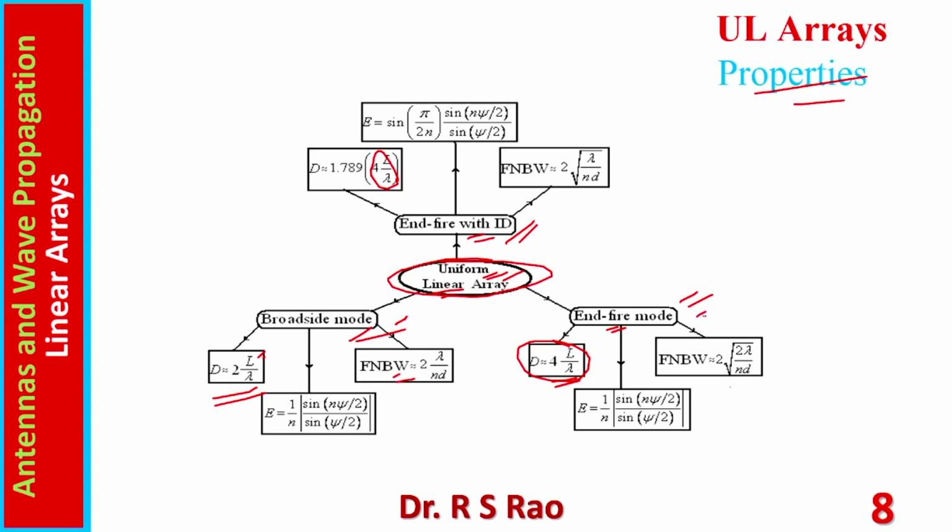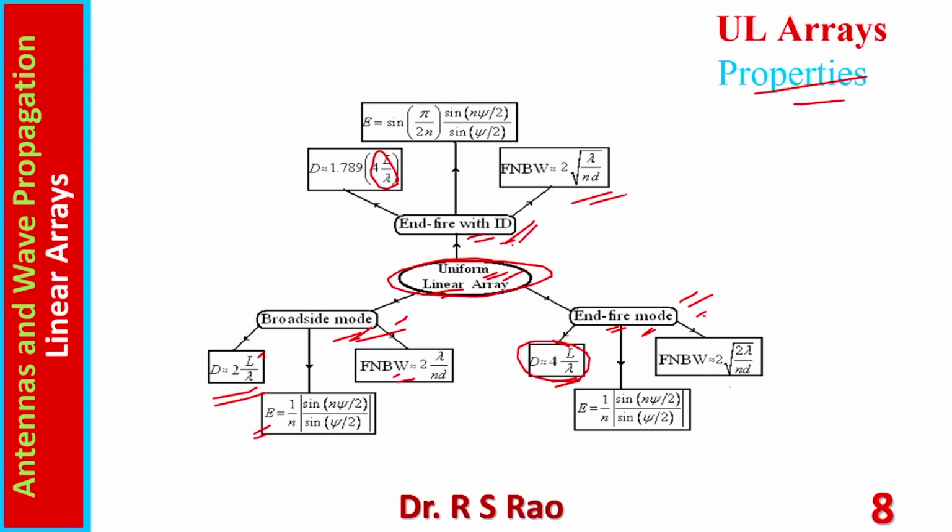In case of end fire, it is 2 times square root of 2 lambda by nd. In case of end fire with ID, it is 2 times square root of lambda by nd. When it comes to field pattern or array factor, for broadside mode, E is 1 by n mod sin n psi by 2 by sin psi by 2. In case of end fire mode, E is 1 by n mod sin n psi by 2 by sin psi by 2. In case of end fire with ID, E is sin pi over 2n sin n psi by 2 by sin psi by 2.